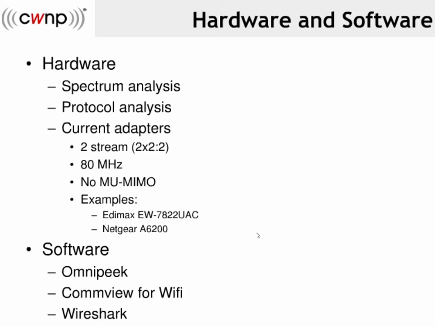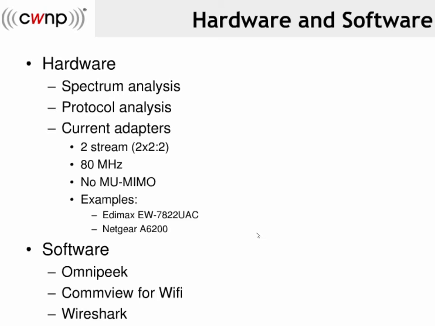So for current adapters right now, if we're going to use an adapter instead of a remote AP capture, then we're looking at 2-stream, 80 megahertz, no multi-user MIMO. An example, the Edimax EW-7822UAC, is a really good one. I'll be using it today. It's very cheap. You can buy it online for $30, so it's not a very expensive device, and it allows you to capture. Another example is the NETGEAR A6200.